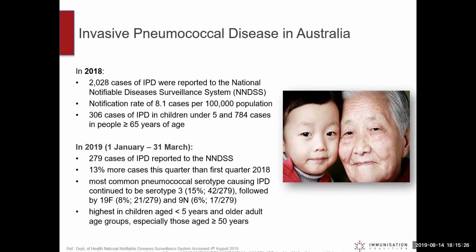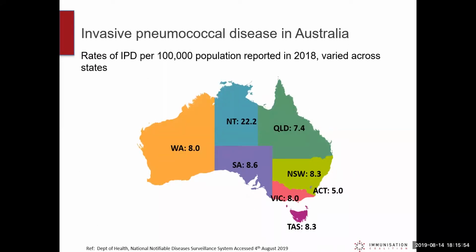Serotypes 3 and 19 are actually covered by Prevnar 13 and Pneumovax 23, whereas serotype 9N is covered in Pneumovax 23. So some of the disease is certainly caused by vaccine preventable serotypes. We have a reasonably stable spread of disease across the country, except Northern Territory tends to take the lead.